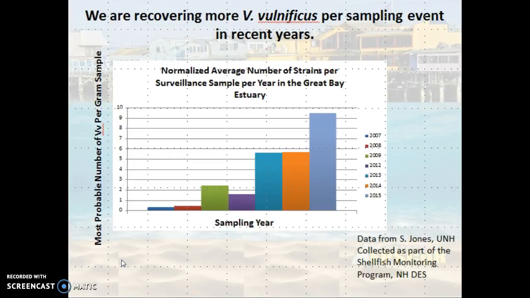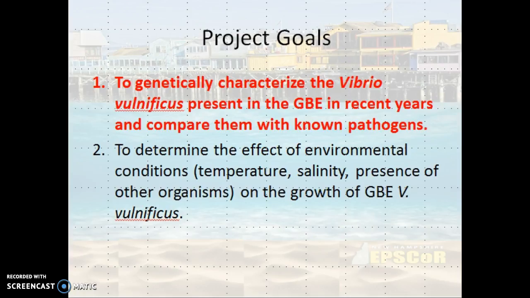College. And what we've noticed in recent years is that we seem to be recovering more Vibrio vulnificus per sampling event. That suggests a shift in the populations in the Great Bay Estuary because the total numbers aren't increasing. So if the total numbers are the same, but yet we recover more per sampling event, more specific individual isolates, that means that the isolates themselves might be more culturable, easier to grow in the lab, and that suggests they may be changing.